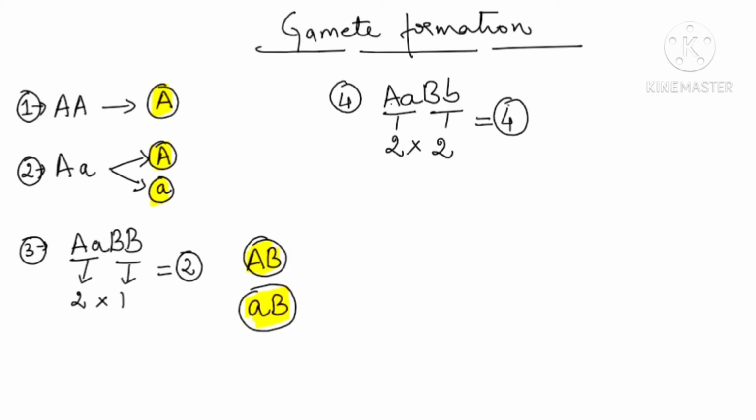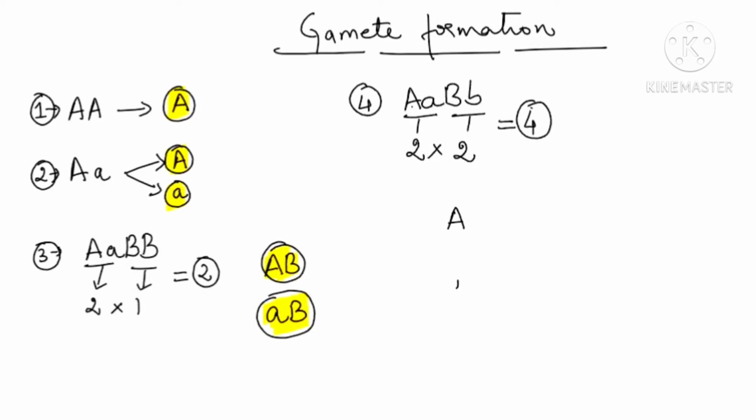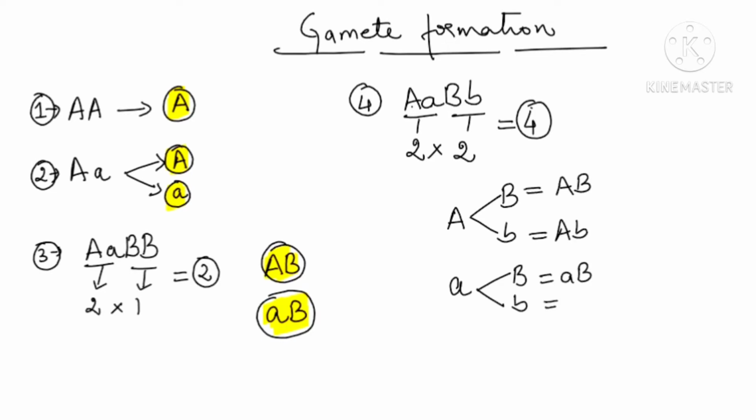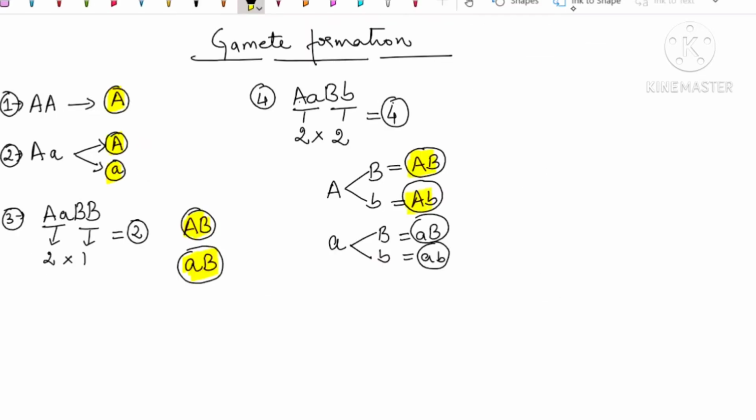First of all, you will separate capital A, small a. You will separate this way. Clear? Then you will separate B also. Do the fork line method. And then you will write the result. This is the way four types of gametes will be formed. Is it clear? These are the four types of gametes which are made when both are heterozygous.